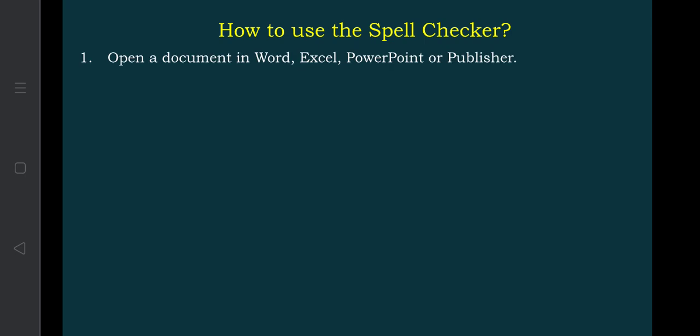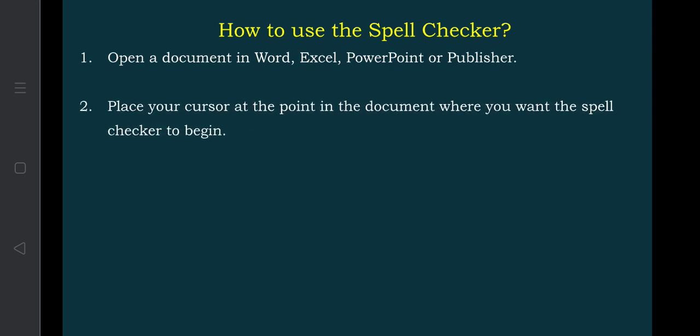So how to use the spell checker? Open the Word document, Excel, PowerPoint or the publisher. Place your cursor at the point in the document where you want the spell checker to begin. So here by default the spell check starts from the start and goes till the end of the document.